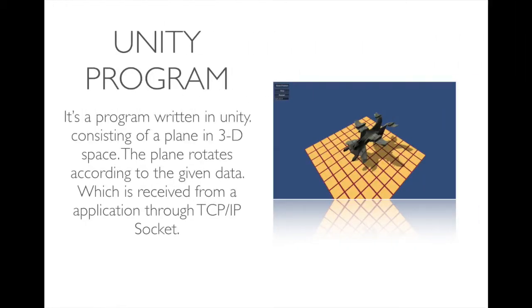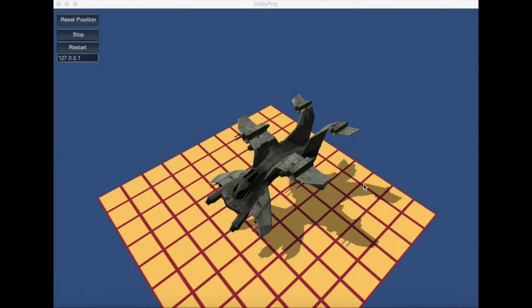The Unity program consists of an aircraft in 3D space. The aircraft rotates according to the given data, which is received from the application through a TCP/IP socket. For better understanding of Unity, let's have a short demo. So this is the Unity program consisting of the aircraft in 3D space. We are giving 127.0.0.1 as our host address, as it is the local address for demo purposes. The other three options are reset position, stop, and restart. On clicking restart, the program starts to accept TCP/IP packets.